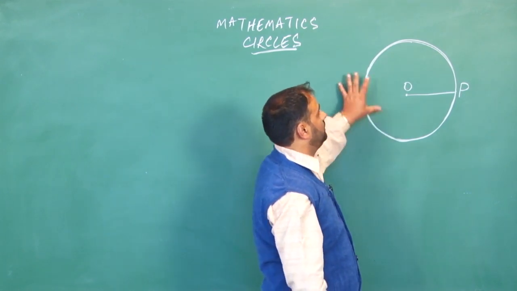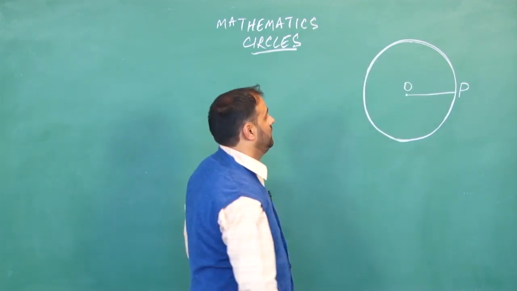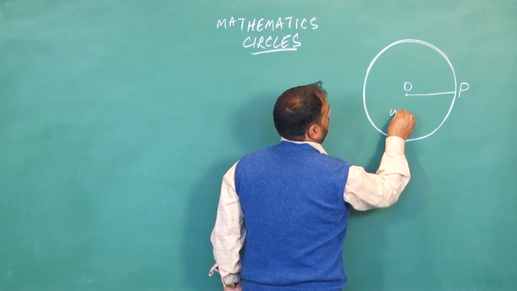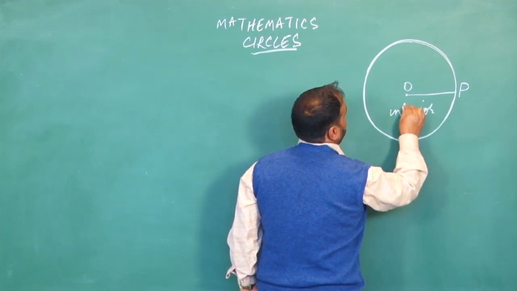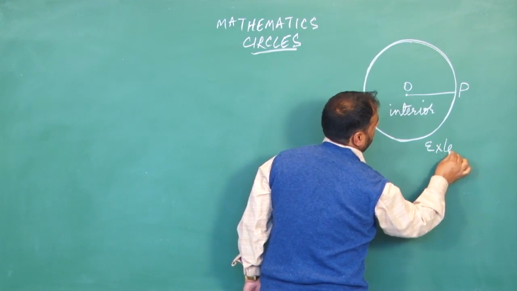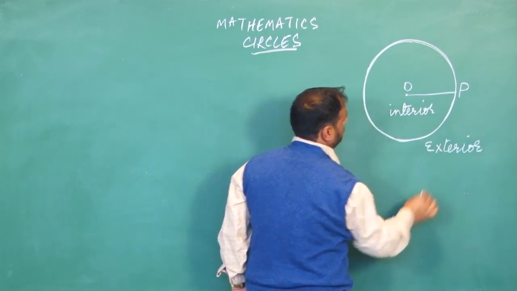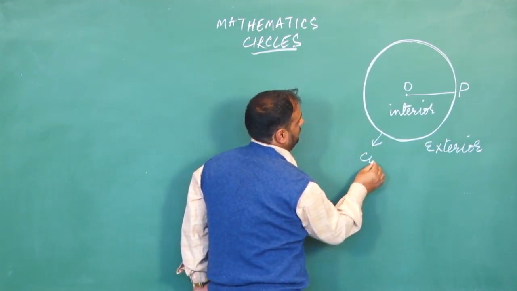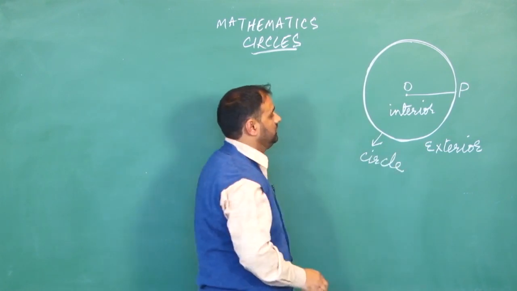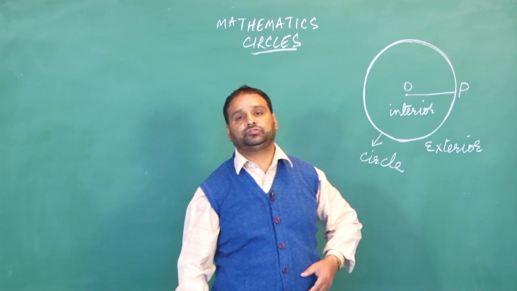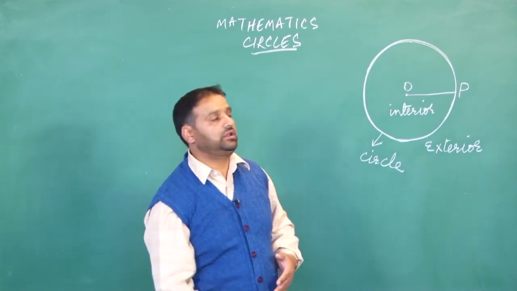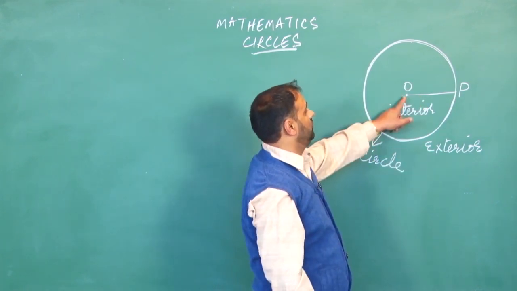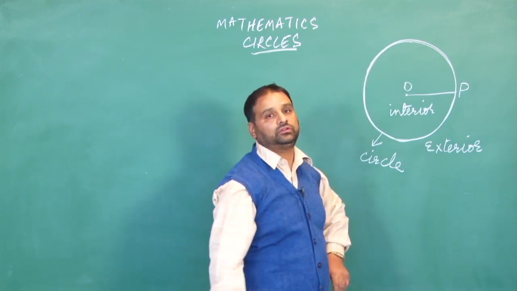When you draw a circle on a plane surface, it divides the plane into three regions. One is the interior of the circle, we call it the interior. Another is the exterior part of the circle. The part that is outside the circular boundaries is the exterior of the circle. And the third one is the circle itself. So we can say that a circle divides the plane into three regions: the interior, the exterior, and the circle itself. The fixed point is called the center of the circle, from where every point on the circle is at equal distance.